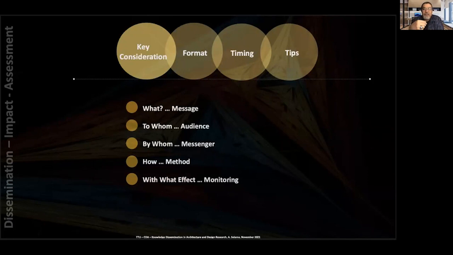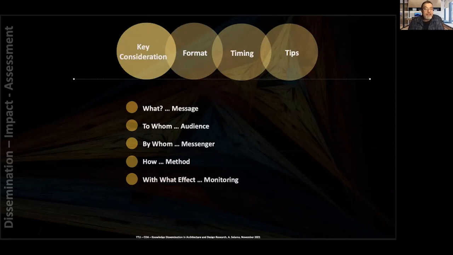How, which is about the method of communication. What are the best ways to communicate your message, oral, written, or both? Also, it is important to think about timing. When would be the best time to communicate the message? As key milestones, for example, of the research activity.